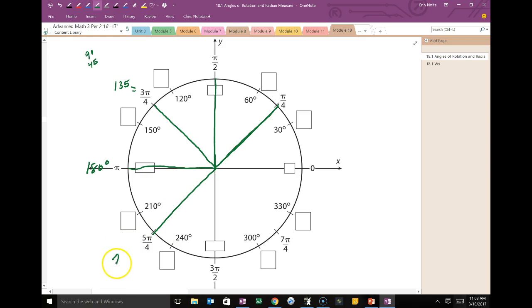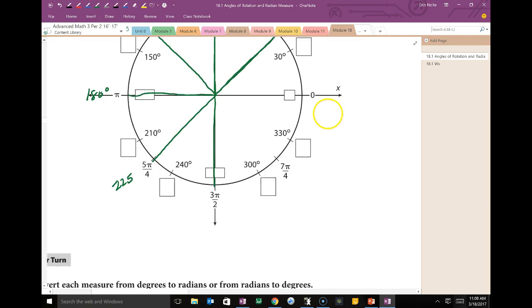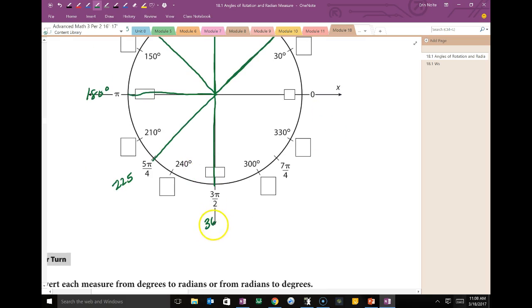Plus another 45 is 225. Plus another 45 is 360. Nope, sorry, not 360. 270 degrees. Plus another 45 is, what is that? 315 degrees. And another 45, boom, 360.